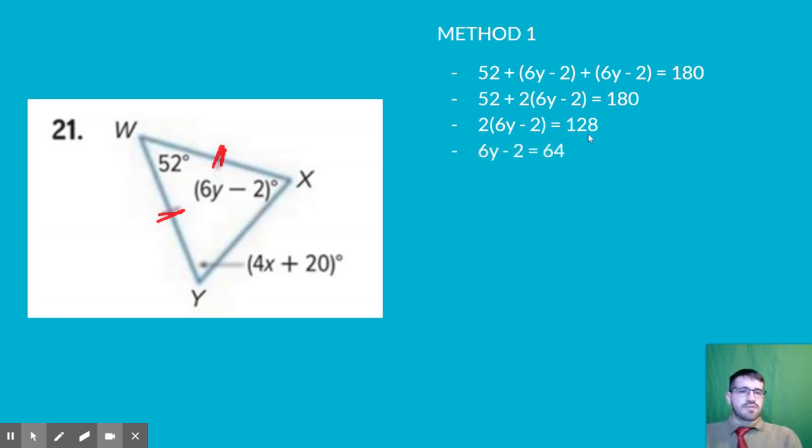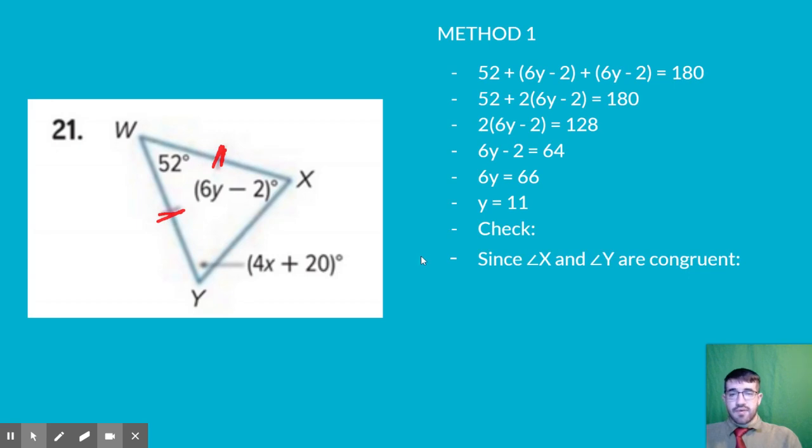Divide through by 2 on both sides. You get 6y minus 2 equals 64. 6y equals 66. And then y equals 11. But remember, we want to also solve for x. So we check. We know since x and y are congruent, 4x plus 20 also equals 64, which is what we got for the measure of our angle over here in step 4.